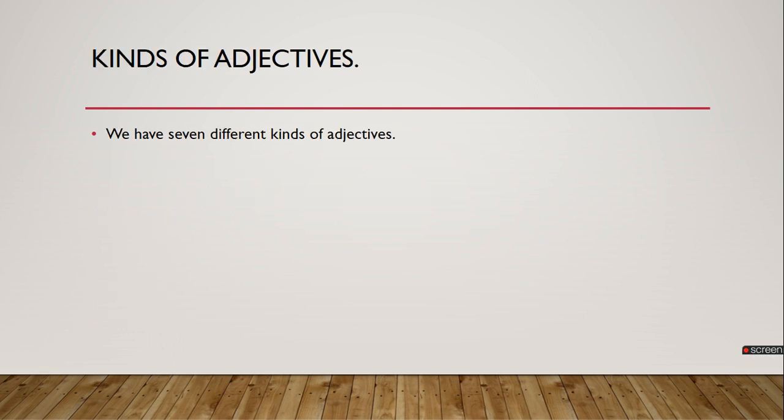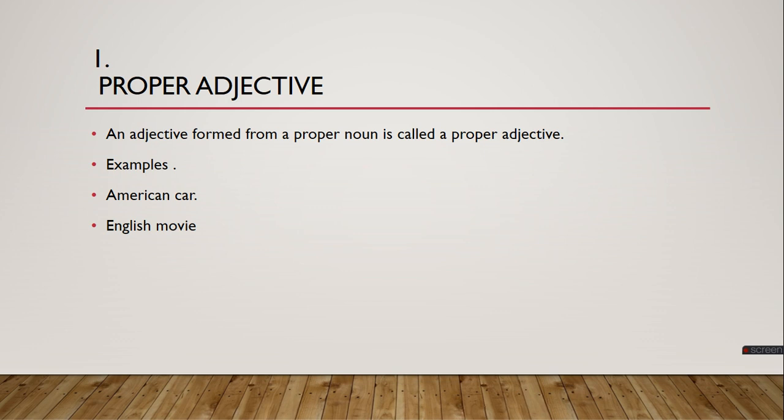We have kinds of adjectives, and do you know how many kinds of adjectives there are? We have 7 different kinds of adjectives. The first one is proper adjective. An adjective formed from a proper noun is called a proper adjective. For example, we have American car, English movie. Now here, American and English are the proper adjectives and they tell you which kind of car and which movie.